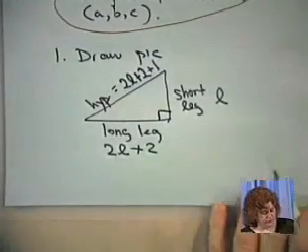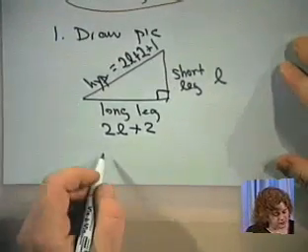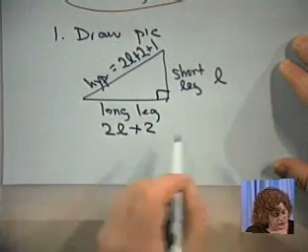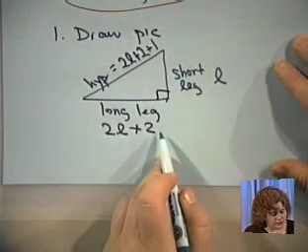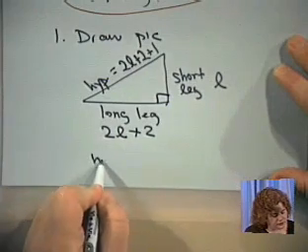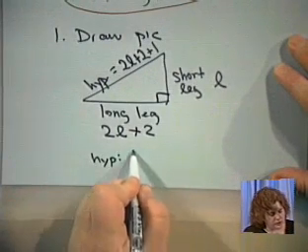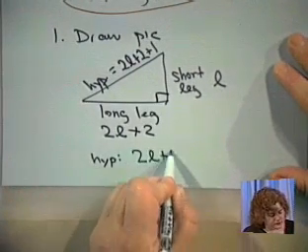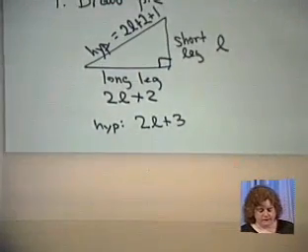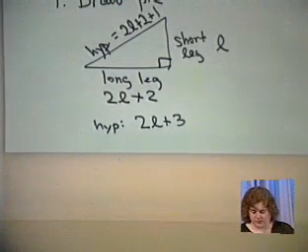Let me clean that up a little bit. We've got the short leg L, the long leg 2L plus 2. The hypotenuse, I'll just rewrite down here, is going to be 2L plus 3 then, since I made my picture rather messy.